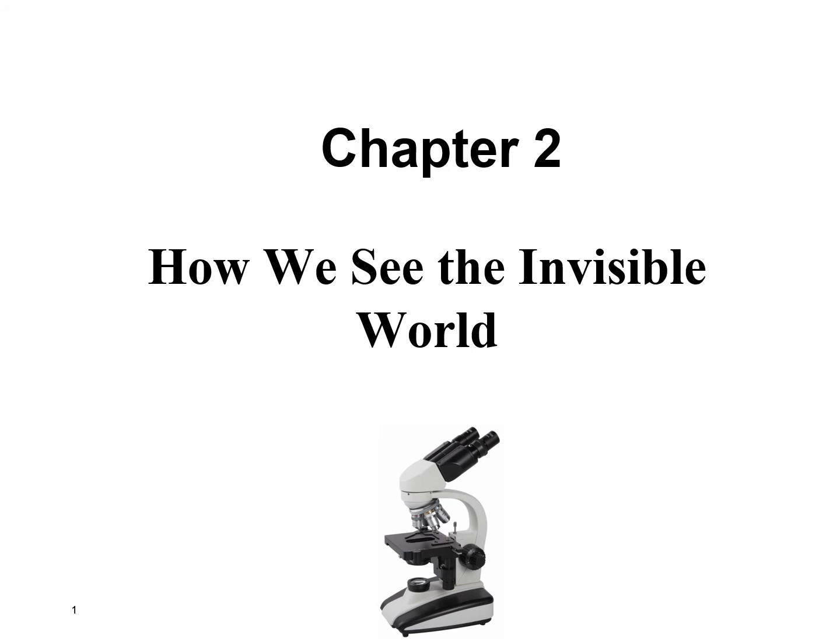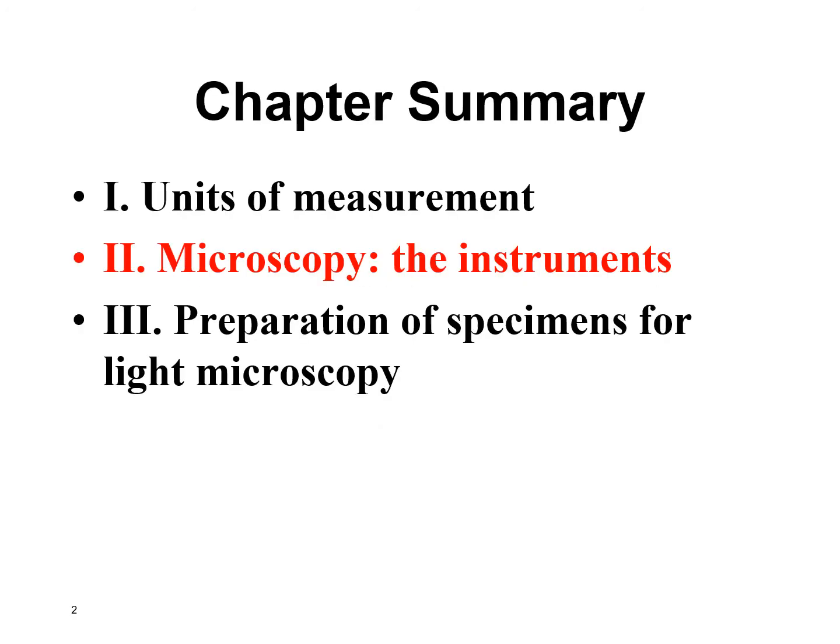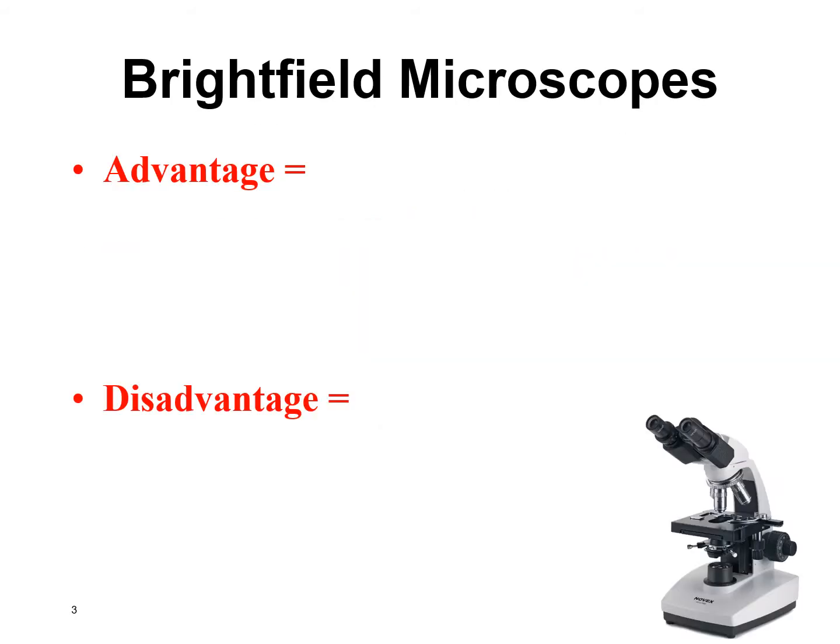We're going to take a look at the different types of light microscopes in this lecture. The first type of light microscope that we're going to start with are the bright field microscopes that you use in lab. So with all the microscopes we're going to talk about, the only things that you need to know are the things in red.